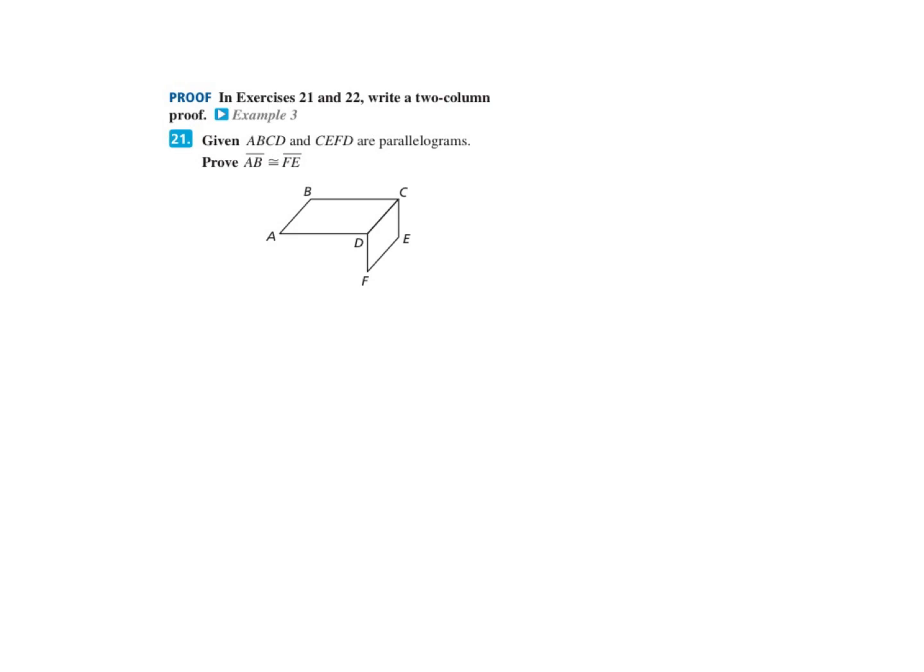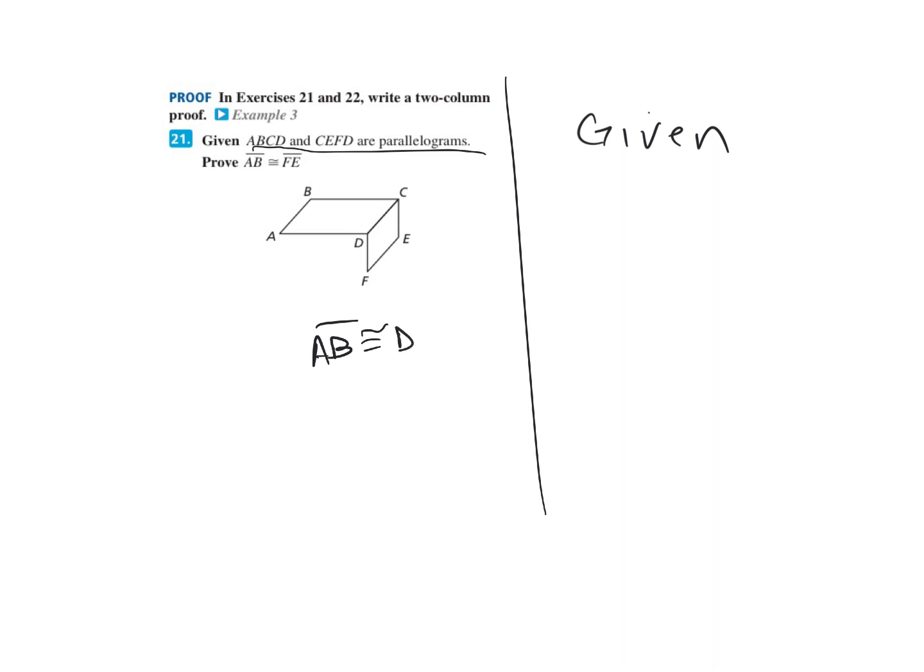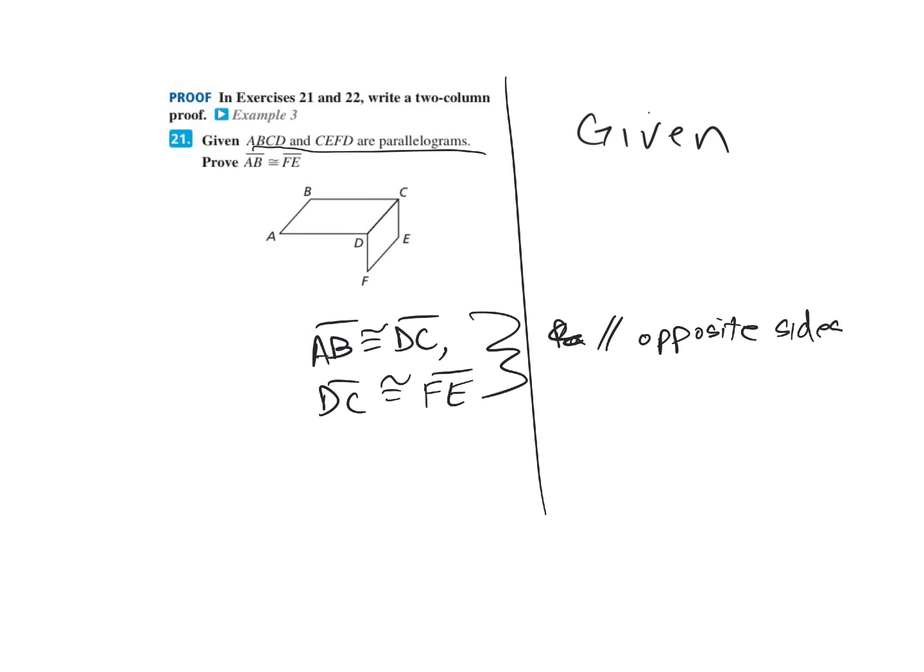Okay, so we have a proof to do here. So we have our given that those two are parallelograms. All right, so then we can say that AB is congruent to DC, and you can say that DC is congruent to FE, and the reason for those is parallelograms, opposite sides theorem.